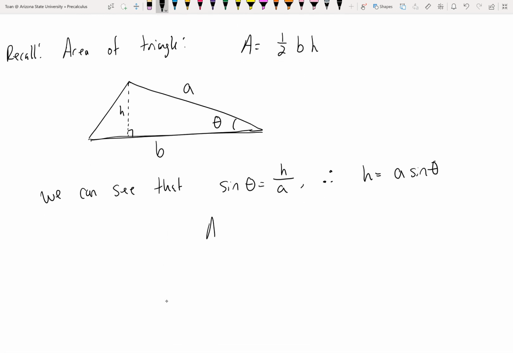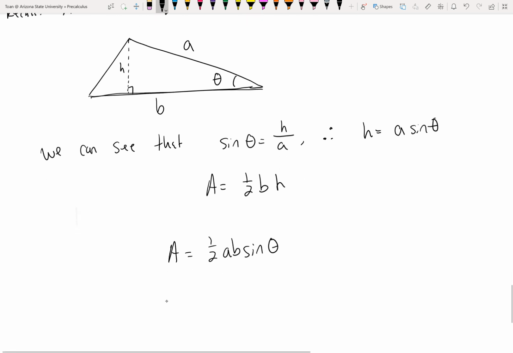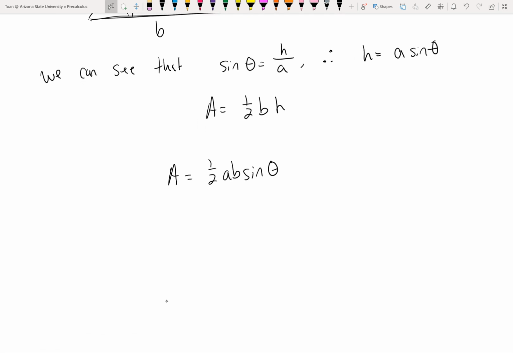So take a look at the area of a triangle formula. 1/2 base times height. We can take this height here and substitute it for this h. So we get this formula. Area equals 1/2 AB sine theta. This gives us a more universal formula to find the area of a triangle.